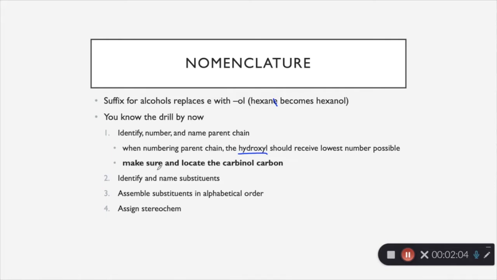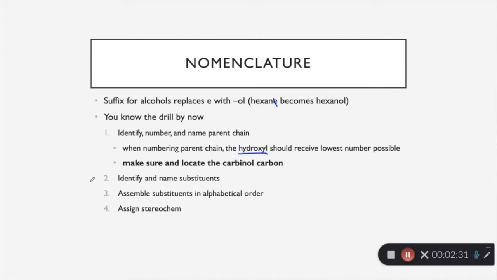And then also we need to make sure and locate the carbonyl carbon. So the carbonyl carbon is going to be the carbon that contains the hydroxyl, the carbon that it's coming off of. And then you're going to add it in there. Just like with alkenes, you need to number where that double bond starts. It's the same reason for this. You have to number where that main group is.